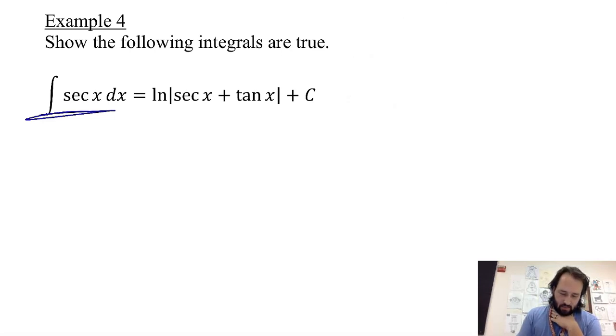So taking this integrand, I'm going to make it 1 over cosine of dx. No, I'm not. I'm lying. I am just kidding. I do not want to do that. What are you thinking, Mr.